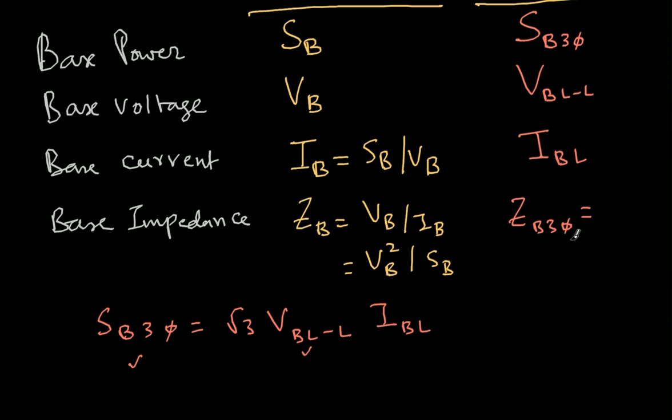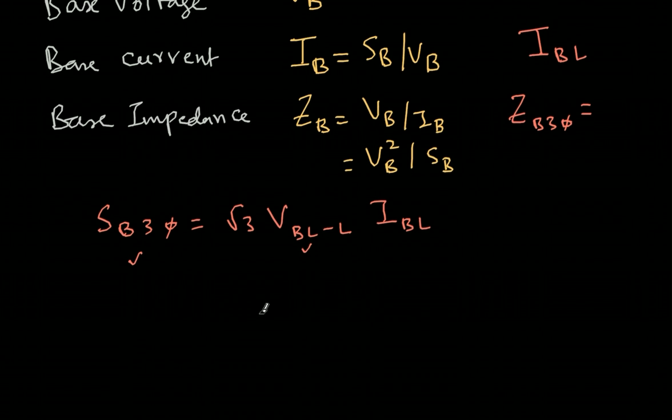Now Z base 3 phase will be, what is the base impedance for a 3 phase system? Because it's a 3 phase system, I can use the phase quantities, or I have to convert the line quantities to phase quantities and so on. So that's what I'll just quickly do it here.